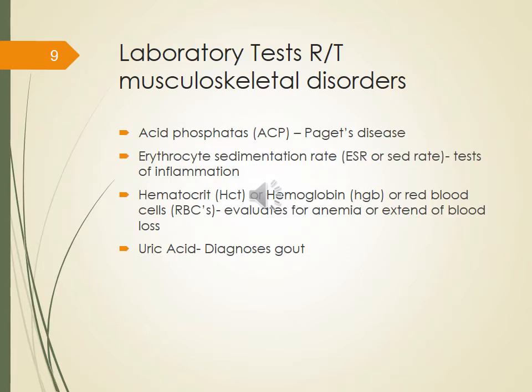Then we have some laboratory tests that can be related to musculoskeletal disorders, like acid phosphatase, which will be done for Paget's disease. Checking the erythrocyte sedimentation rate, or sometimes you'll hear it as an ESR or a SED rate, tests for inflammation. Hematocrit, hemoglobin, or red blood cells will evaluate for anemia or excessive blood loss. And then uric acid we'll use to diagnose gout.